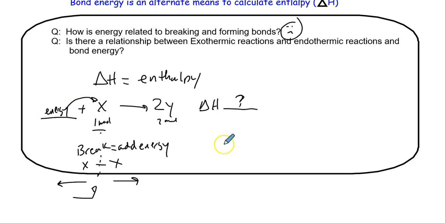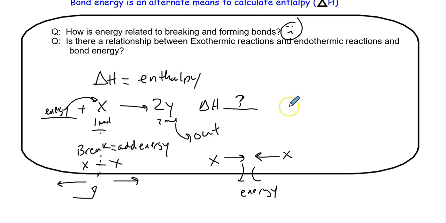Then, when you form bonds, if 2 X's come together to form a new substance, let's say Y or whatever, these two things are going to attract automatically. You don't have to do anything. And therefore, energy is just released, like a ball rolling down a hill. So energy in, energy out. So whenever we do this, say X goes to 2Y, you could always have energy on both sides.